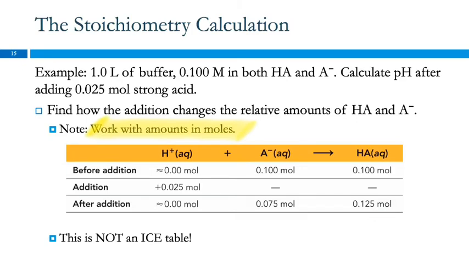This is not an ice table. It's easy to confuse it with an ice table because it kind of has the same shape, but it's not. And it doesn't really have a name, but it's a BA table. BA, like a sheet. Before addition and after addition. So these are the amounts that we're going to use in the second part of the calculation.